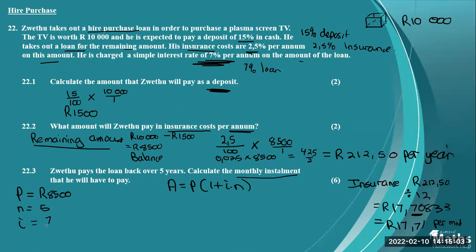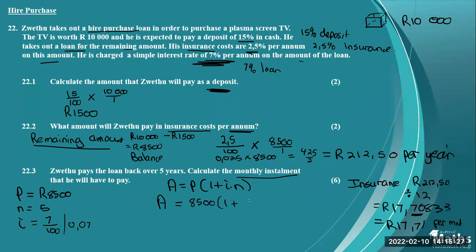So one has to be wide awake, 7 over 100, or you can write it as 0.07. Don't write it as 0.7 because you divide by 100. Right, let's work it out. And the final answer also has a little bit of a twist here. Okay, this one's then simple.